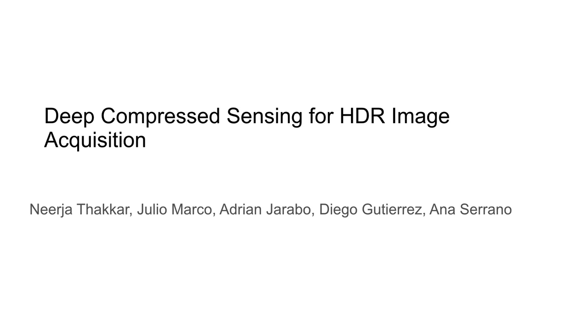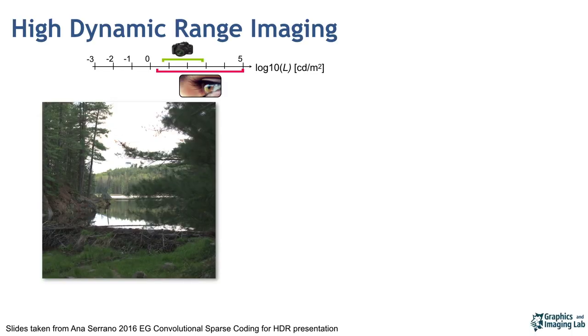This poster is about a method we are developing that combines deep learning and compressed sensing for high dynamic range image acquisition. High dynamic range imaging is an important problem in imaging and photography. The range of luminances in a real-world scene that we can view with our own eyes is significantly larger than the 8 to 10 bits of current image sensors.